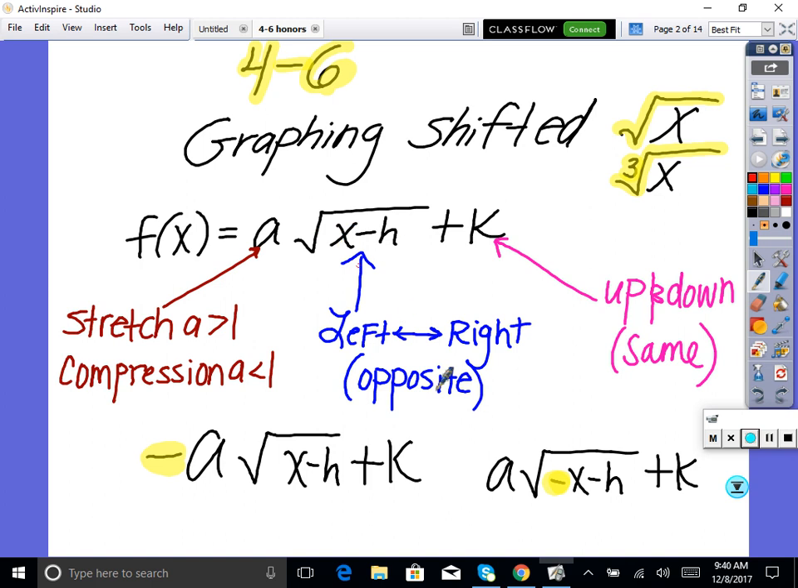So everybody, shifting for all functions works the same. This is my shift left and right. We go opposite. We already know this. This is my shift up and down. Your sign will stay the same.